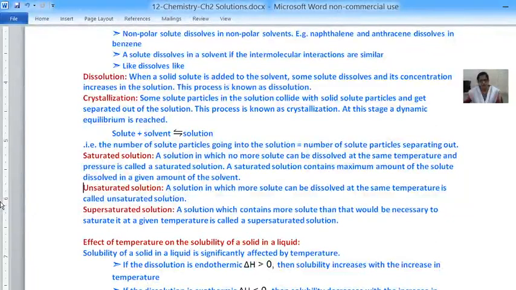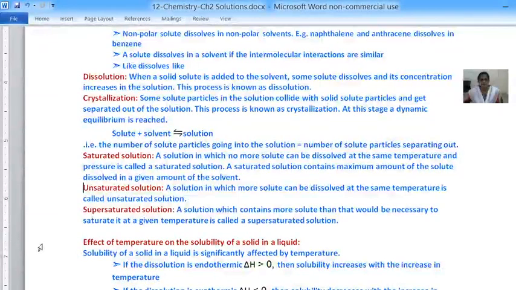A solution which contains more solute than would be necessary to saturate it at a given temperature is called a supersaturated solution. That is, a supersaturated solution contains more solute than a saturated solution. A saturated solution contains the maximum amount of the solute, and if more solute is added into this solution, such a solution which contains more solute than would be necessary to saturate it at a given temperature is called a supersaturated solution.